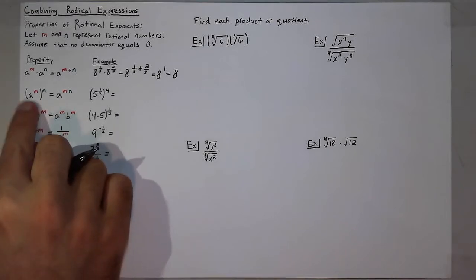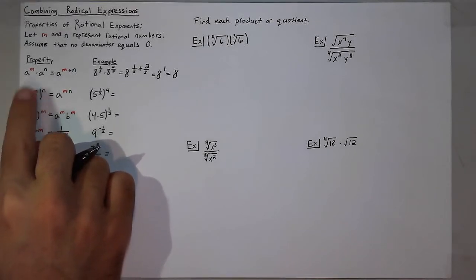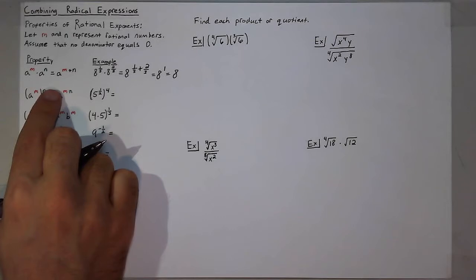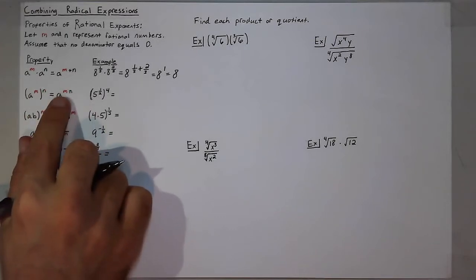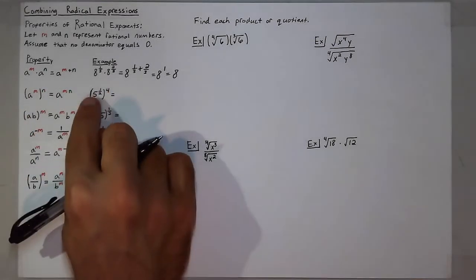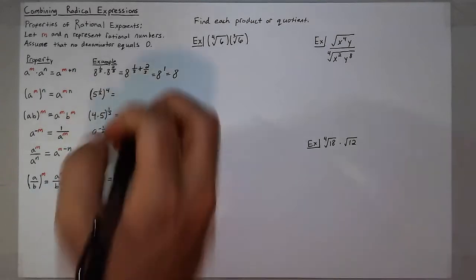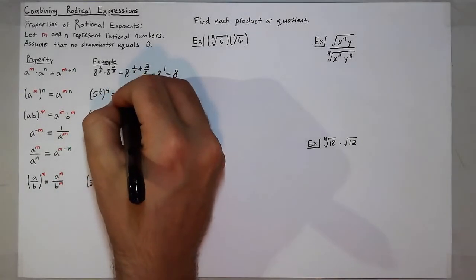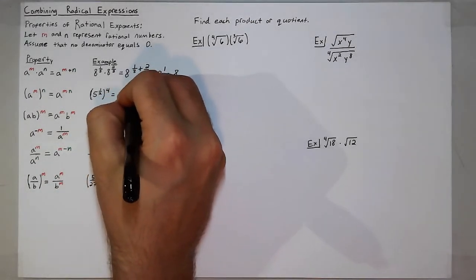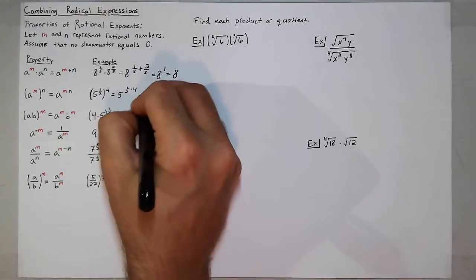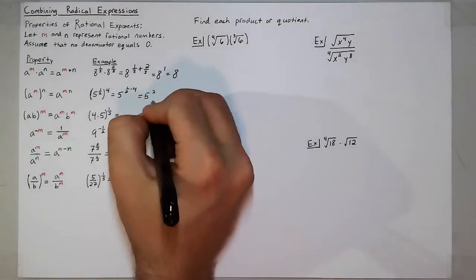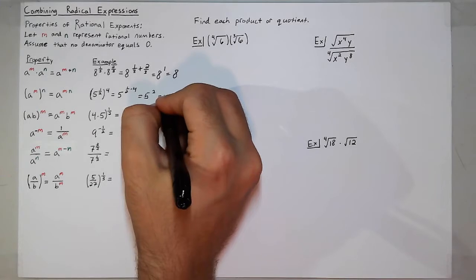Whenever you have a term raised to a power and then raised to another power, those powers combine by being multiplied. So if I have 5 to the 1/2 to the fourth, that's the same as saying 5 to the 1/2 times 4, which is 2. So you end up with 5 squared, which is 25.